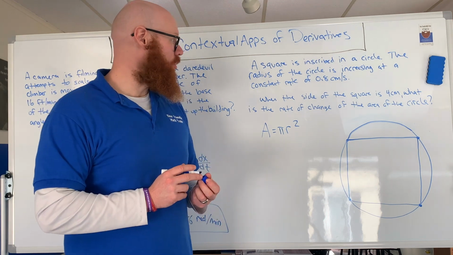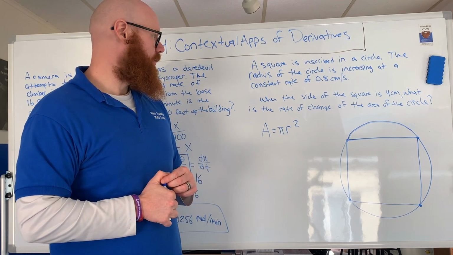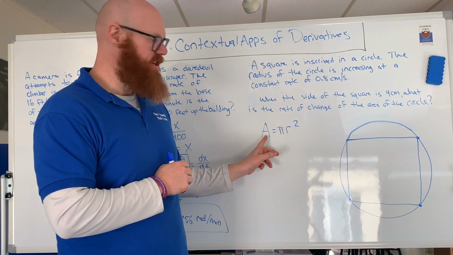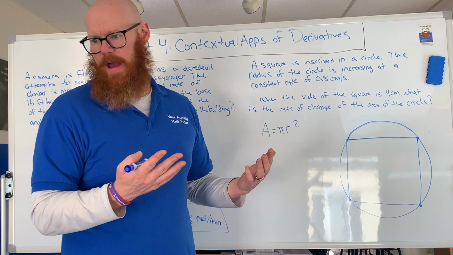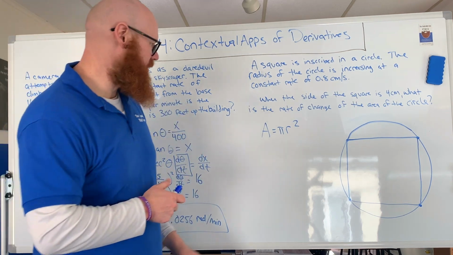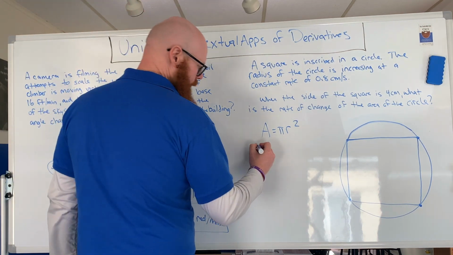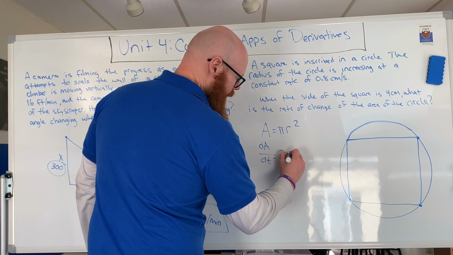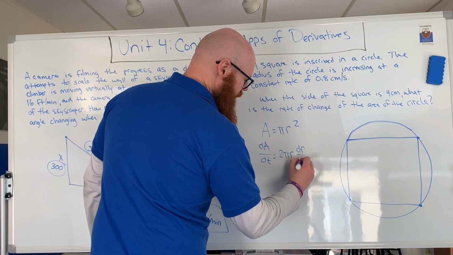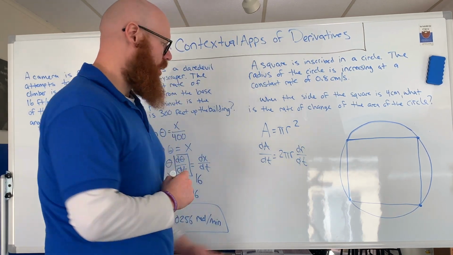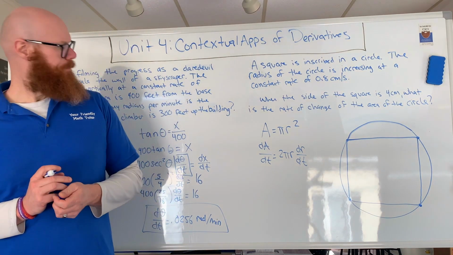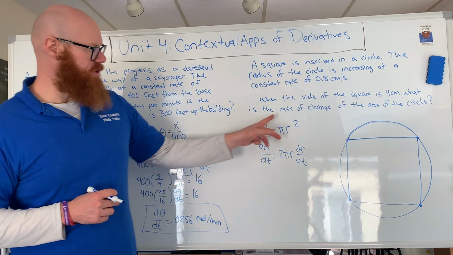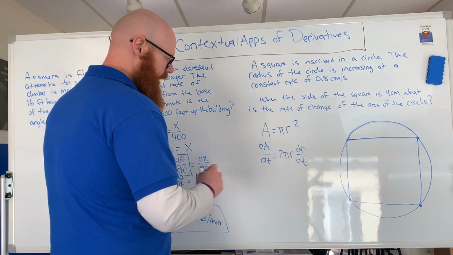As the circle is increasing, then certainly the radius is changing and the area is changing, so they're both going to be variables. Neither one is a constant. So I can just start by taking the derivative with respect to time. So dA dt equals 2 pi r dr dt. That is our derivative with respect to time. And dA dt is the rate at which the area of the circle is changing. So that's what we're looking for.